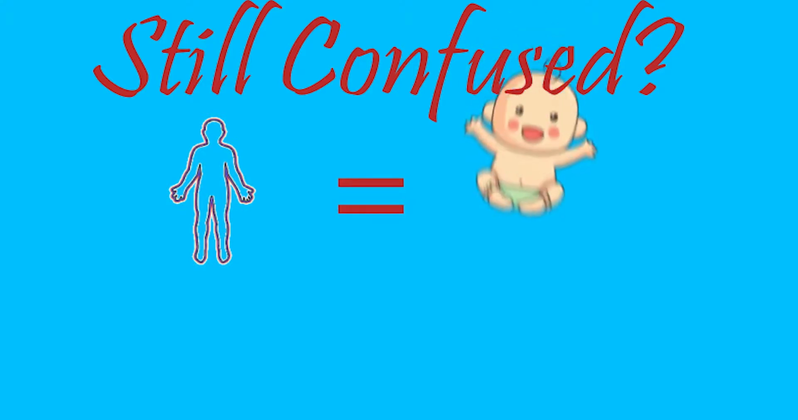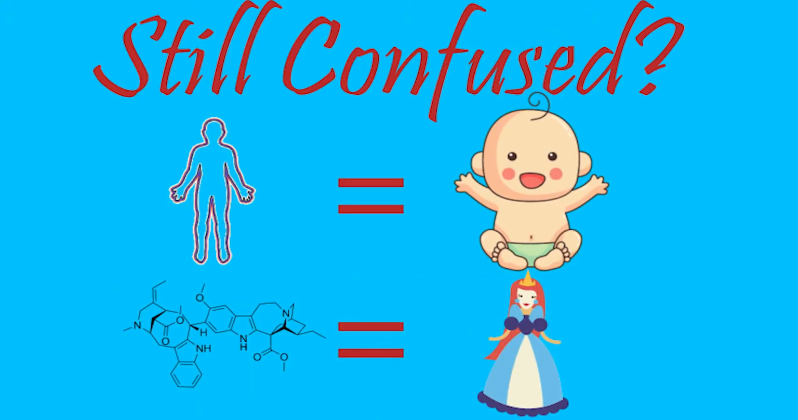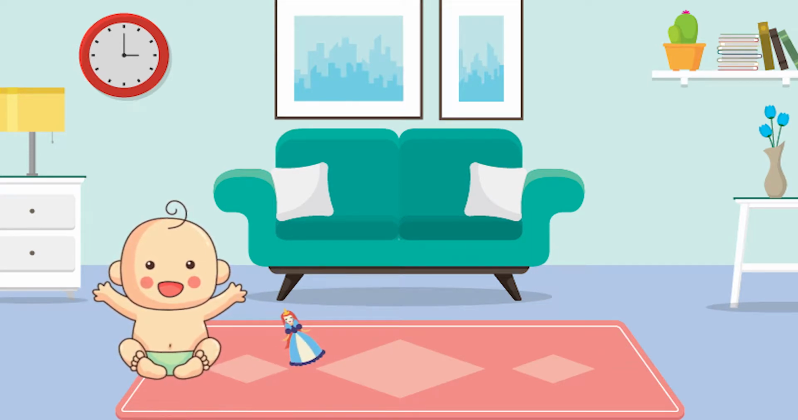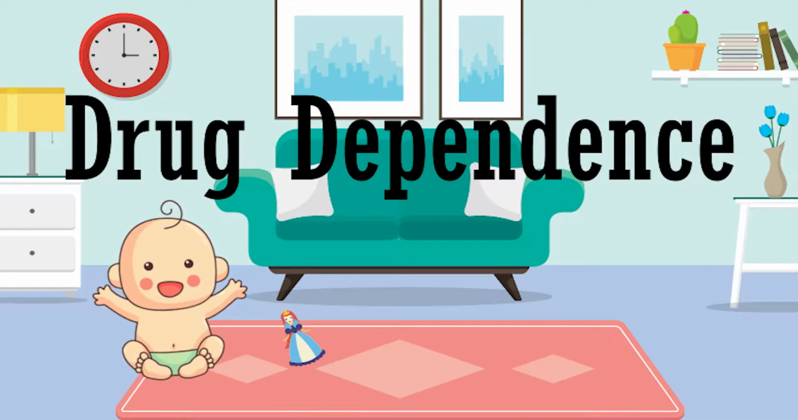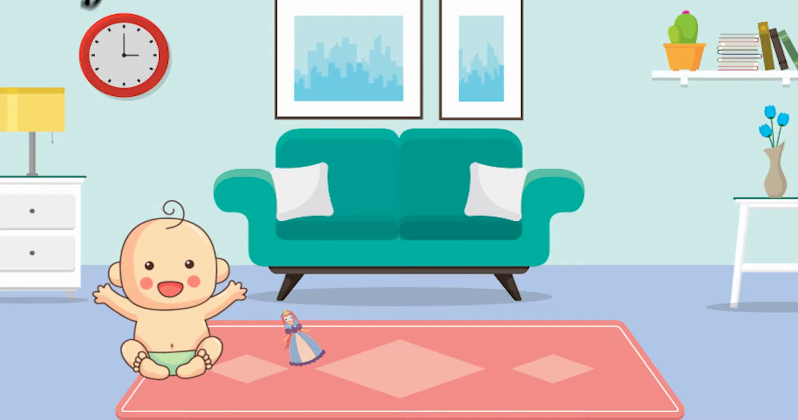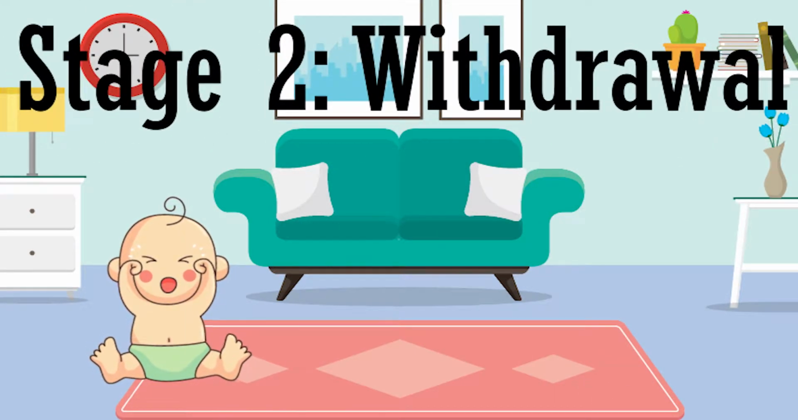To better understand the path to addiction, it's good to think of the body like a little kid and the given drug as a toy. In order to be happy, the kid needs this toy, just like how the body needs a certain drug to work normally. This represents drug dependence, or in this case, toy dependence. The baby requires the toy to be happy. Take away the toy and the child will start screaming and crying, similar to a drug withdrawal.